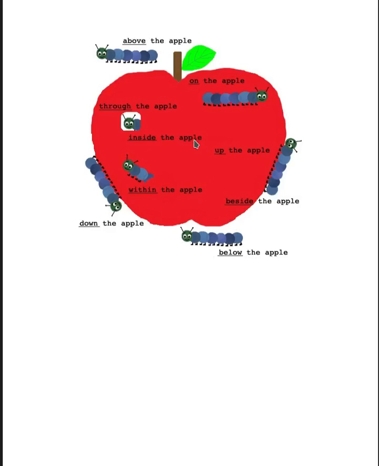Now, you also have what's called the object of the preposition. Inside the apple is the prepositional phrase, inside is the preposition, and the apple is called the object of the preposition. Up the apple, up is the preposition, and apple is the object of the preposition. Beside the apple, beside is the preposition, and apple is the object of the preposition. And in this video, one of the many things we're going to do is help you learn the difference between direct objects and objects of prepositions, and a few other things as well.